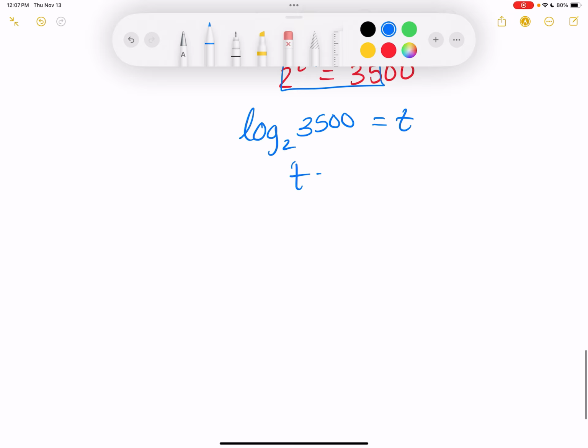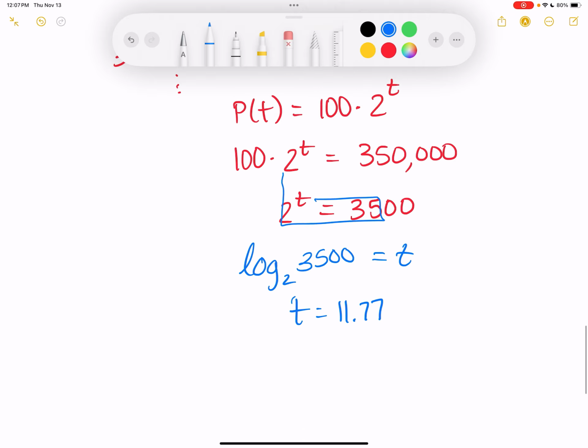So t is equal to 11.77. How did you get the log base 2? Scroll back up. So hit math on the left-hand side of your calculator and then arrow up and you'll see the words log base. Okay. And then it'll bring it up so you can type it in.